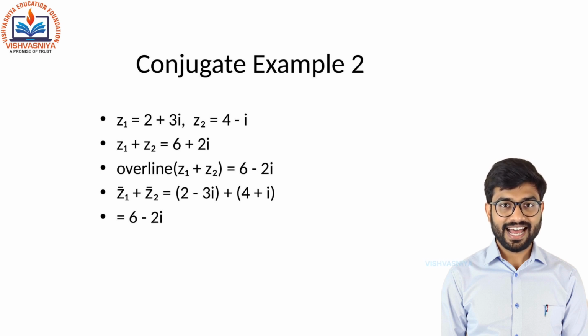On the other hand, conjugate of z1 is equal to 2 minus 3i. Conjugate of z2 is equal to 4 plus i. Their sum is equal to 6 minus 2i. So overline of (z1 plus z2) is equal to z bar 1 plus z bar 2. Property is verified.